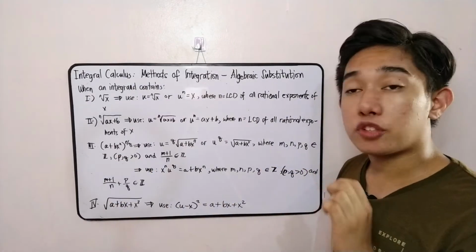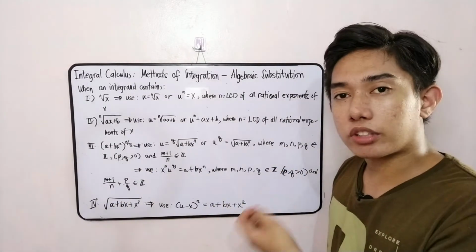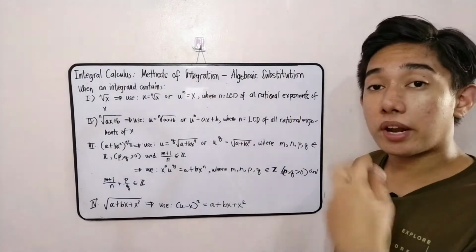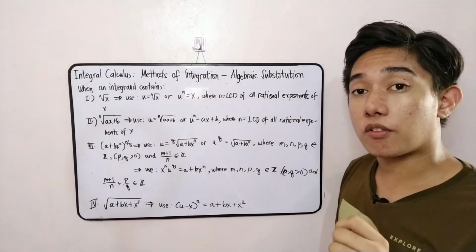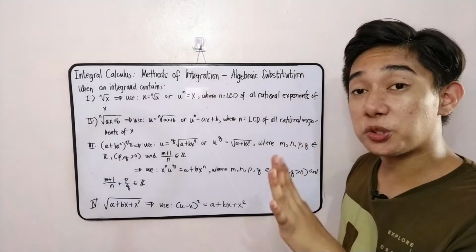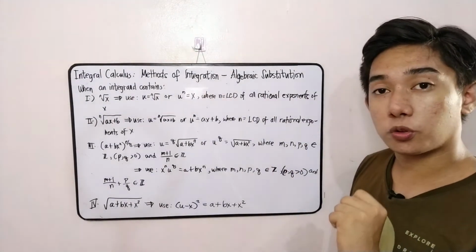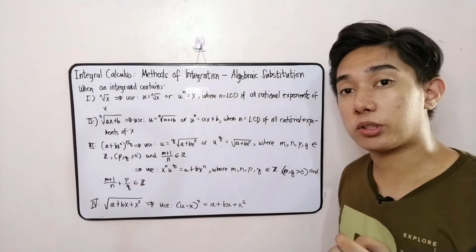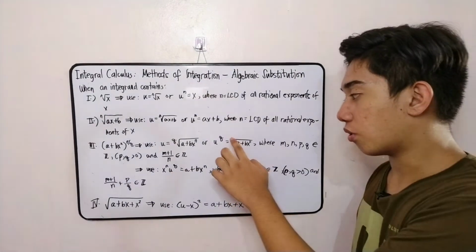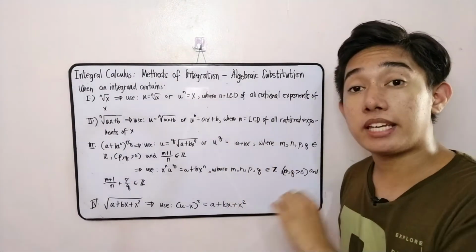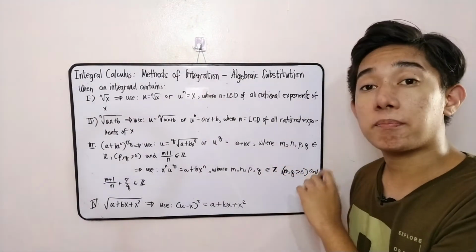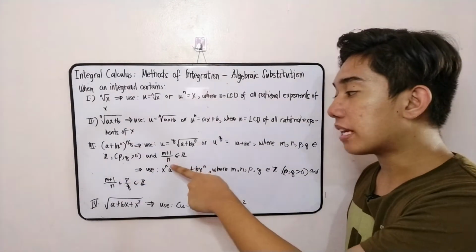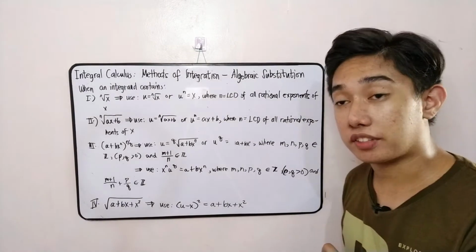Number 3, if you will encounter a polynomial in the form a plus bx raised to n, then raised to the power of p over q, expect a rational or radical expression here. Use u is equal to the qth root of a plus bx raised to n, or simply u raised to q is equal to a plus bx raised to n. There is no square root here, guys. It is x raised to m times a plus bx raised to n, where m, n, p, q are elements of integers, and p and q should not be equal to 0, and m plus 1 all over n should be an element of integer.